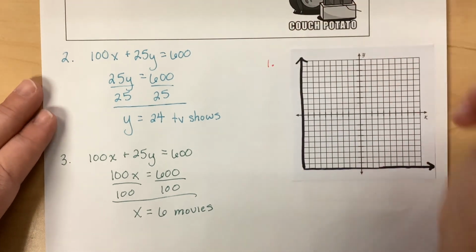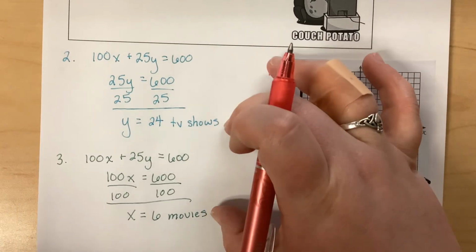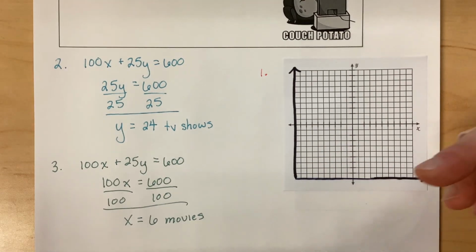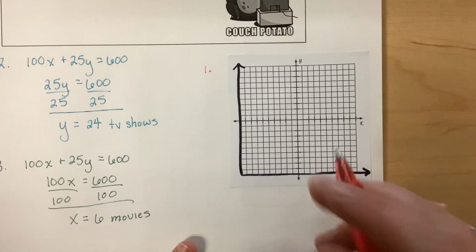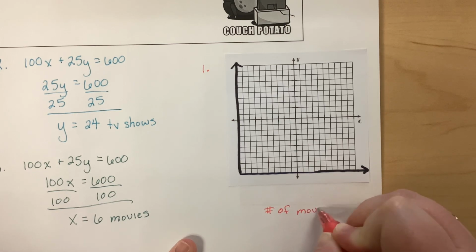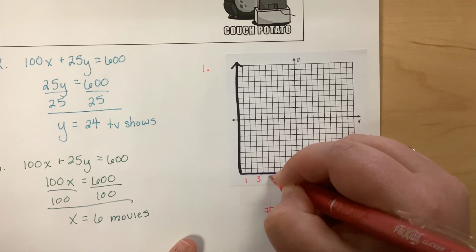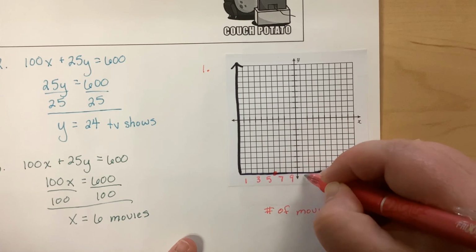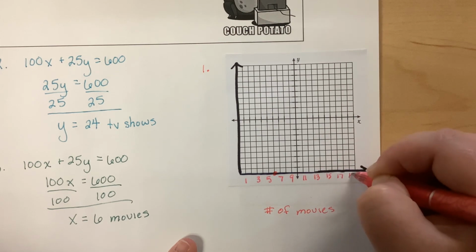All right, so let's go back to that graph, okay? Now, I can actually use my intercepts to make my graph and just make my life really, really easy. Instead of manipulating the equation, I can just use the intercepts, which is the whole point of using standard form. So let's go ahead and do that. So I know that x is number of movies, and I know that I need to get to 6, so I'm just going to count by ones. So 1, 2, 3, 4, 5. Here's where 6 is. 7, 8, 9, 10, 11, 13, 15, 17, 19, 20.